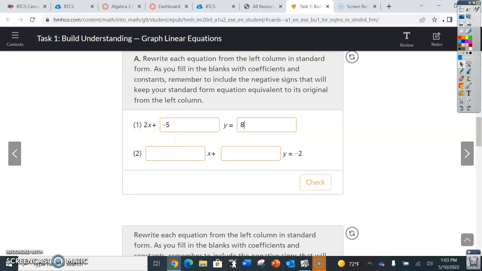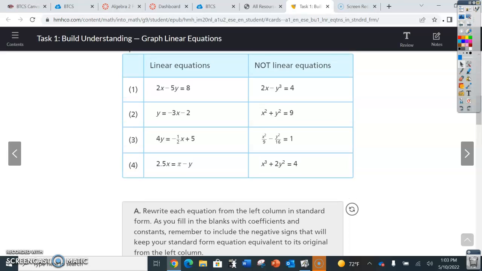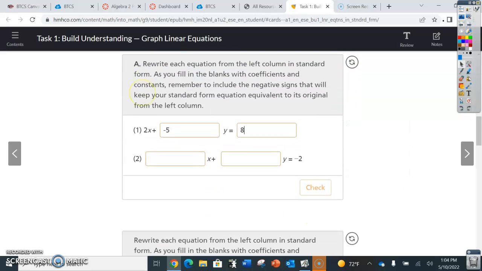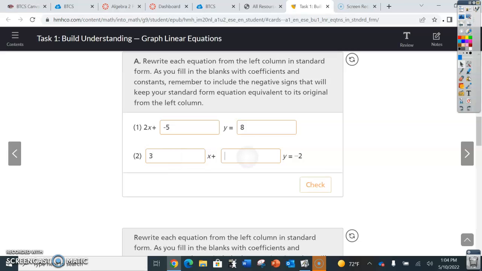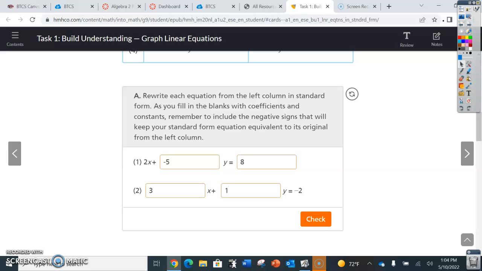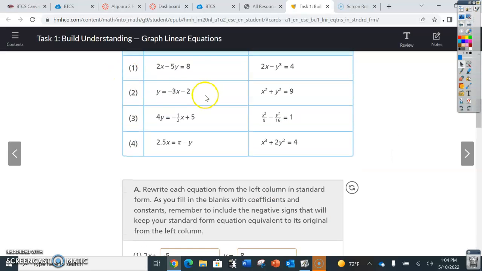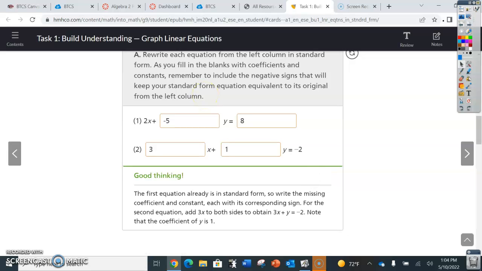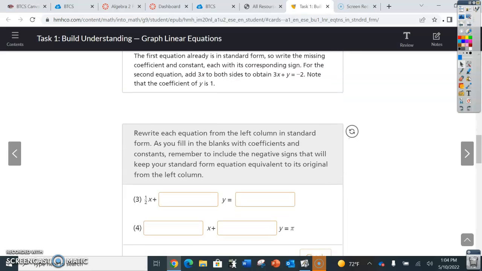All right, for equation 2 we've got something x plus something y. So what they did to put it in standard form, remember it's going to be ax plus by equals c. So the x needs to be moved to the other side. To do that we're going to add 3x to the other side. So we're going to have 3x on this side plus 1y equals negative 2, and that's equation 2 in standard form. 3x plus 1y equals negative 2.